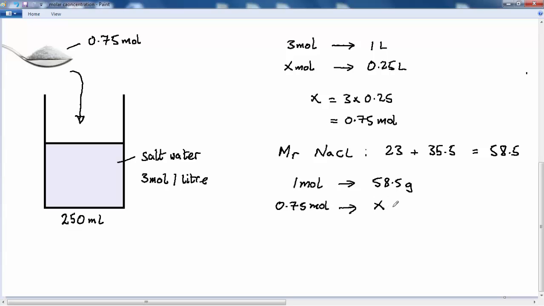So we can ask ourselves the question, what is the mass of 0.75 moles? That's to say, 0.75 moles goes to x grams. We cross multiply, x times 1 is x, equal to 0.75 times 58.5 grams, and that equals, calculator, 43.875 grams. Okay, so to make this 3 mole per litre solution of salt water, I need to add to 250 millilitres of water a mass of 43.875 grams of table salt.